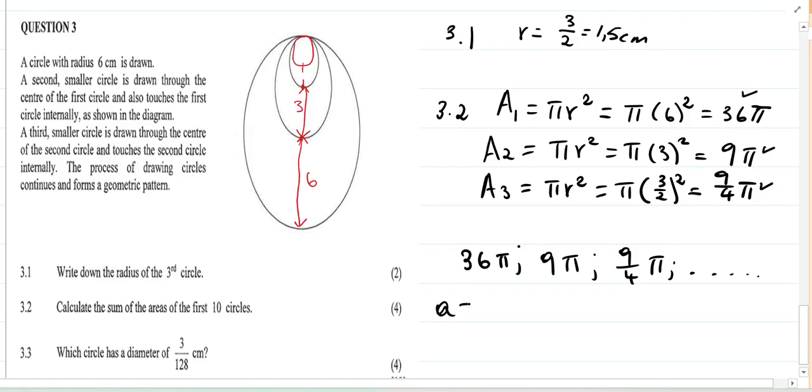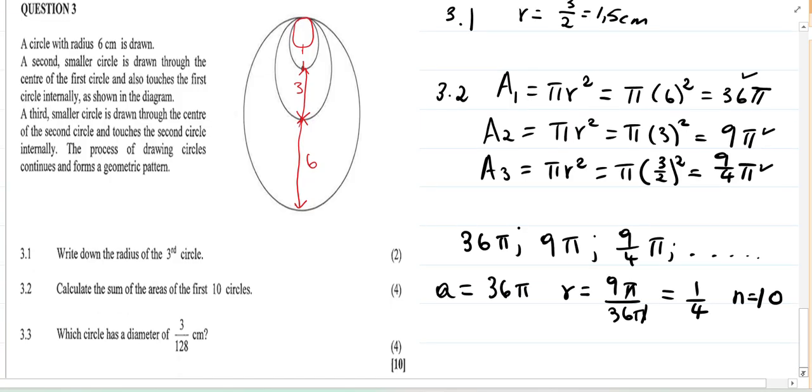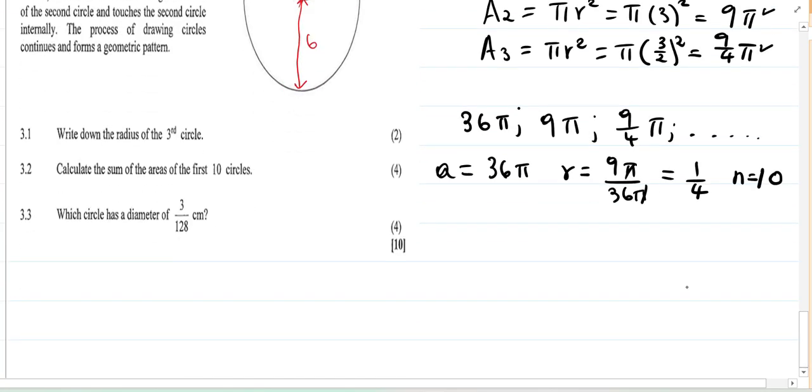So you can tell that our A is 36 pi. Our R is T2 over T1, which is 9 pi over 36 pi. The pi cancels each other out. We have 1 over 4. And then N, the number of terms. We are talking about sum of the first 10 circles. So now that we have gathered all this data, we can calculate sum of the first 10 circles.